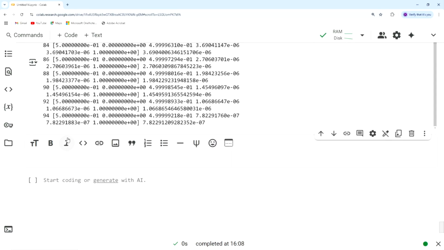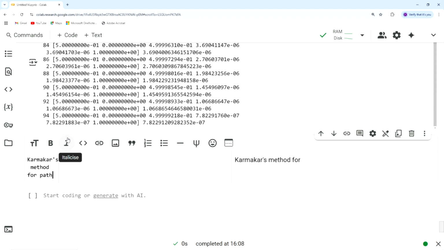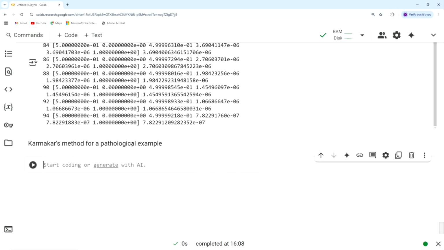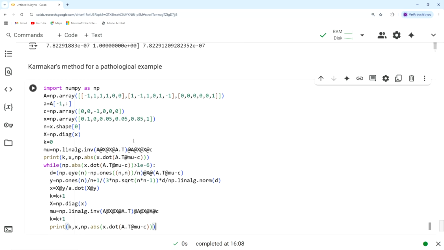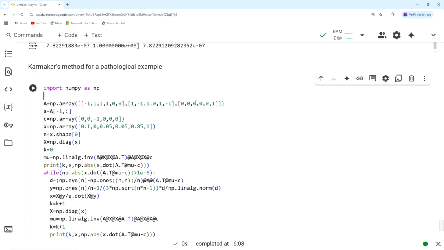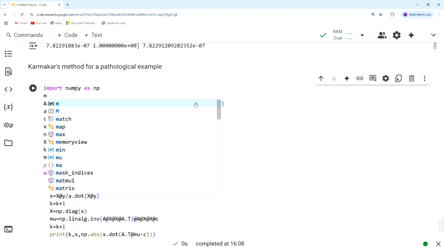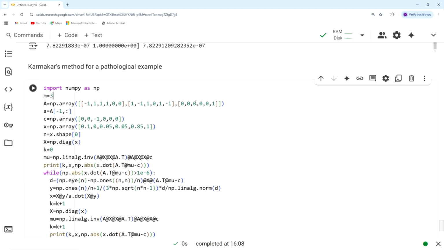So, I will write down the text, which is Karmarkar's method for a pathological case, pathological example maybe, okay. So, it is actually a pathological example for simplex setting, but nevertheless it is a pathological example everywhere, right. So, fine, okay. So, we will first initialize m equal to 3, which is a very simple case, right. The simplest case is m equal to 1, but we will start with this.